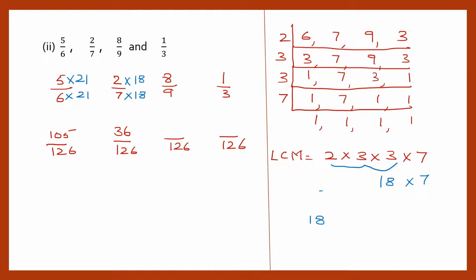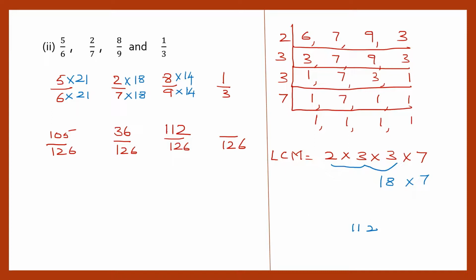Now let's go on to the third one. 9 into what will give me 126? Let's try dividing 126 by 9. 9 ones are 9, 10, 11, 12, that's 3 remaining. I have 36. 9 fours are 36. So 9 into 14, so 8 into 14. 8 fours are 32, carry 3, 8 ones are 8, 9, 10, 11, 112. So I've got my third numerator.